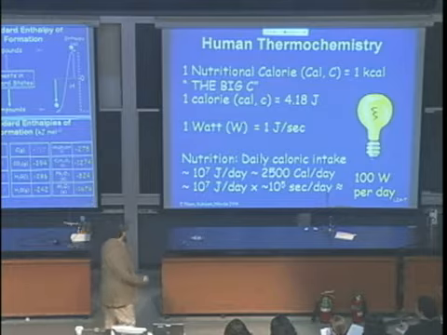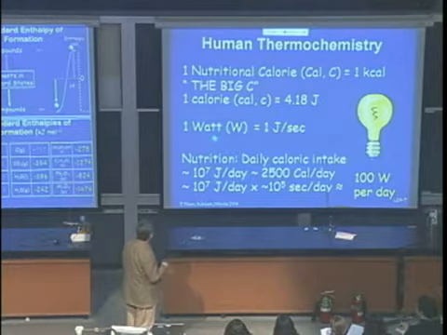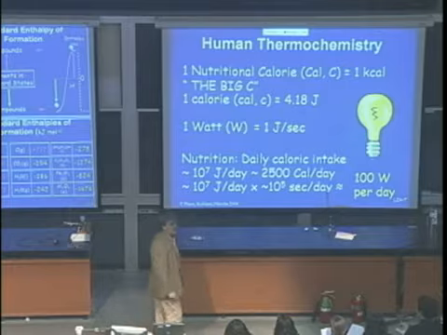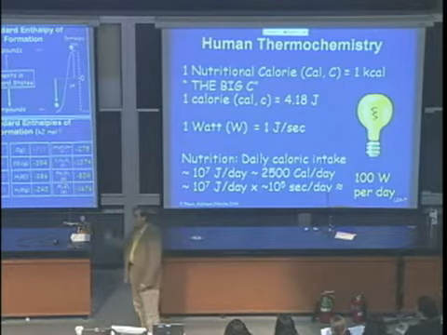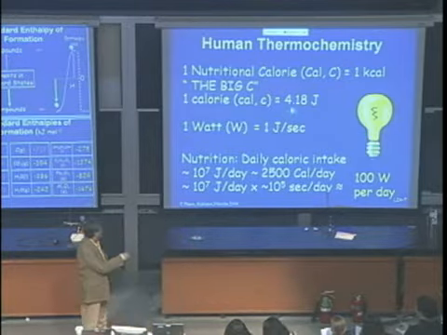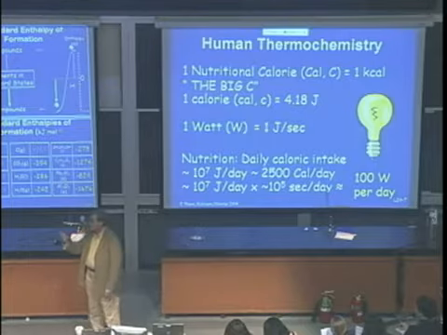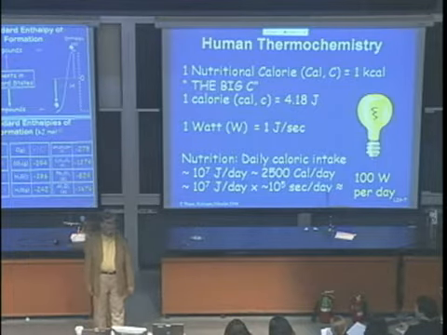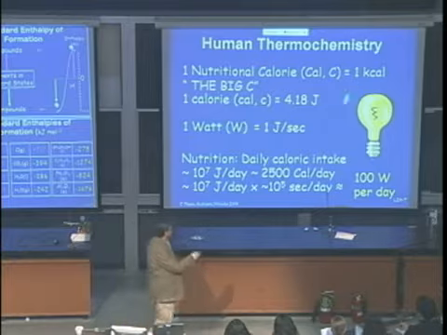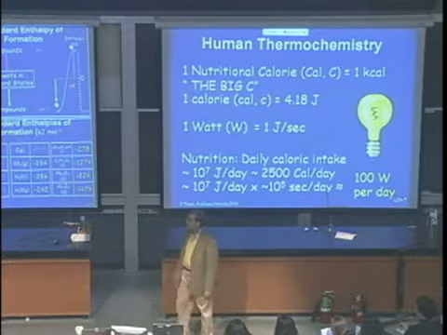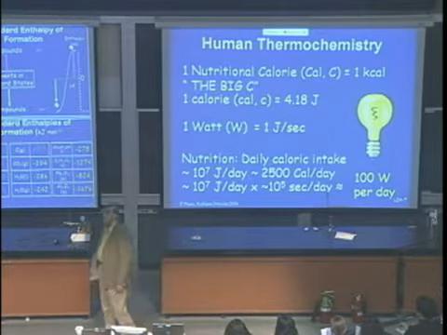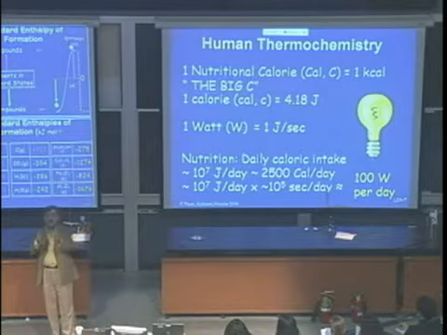And so this would be 1 watt is 1 joule per second. So a 100-watt light bulb uses 100 joules per second in energy. These light bulbs, of course, are not very efficient because most of the energy is given off as heat and very little is used to light your room.